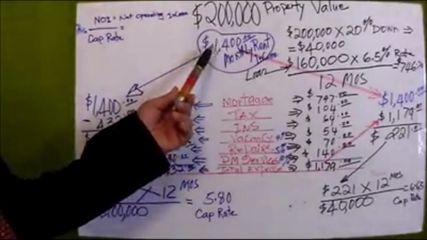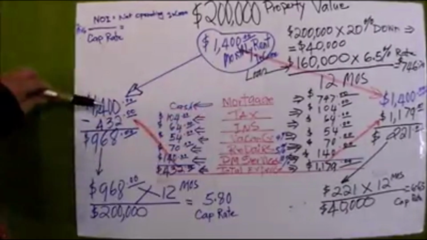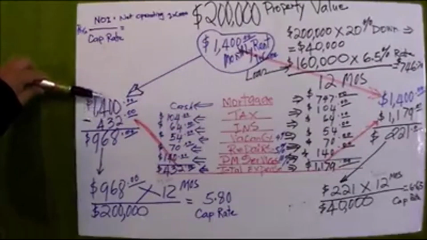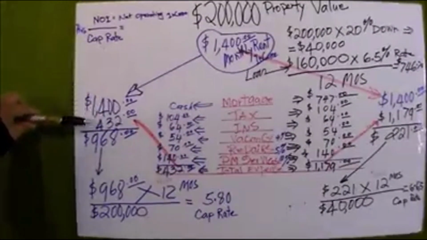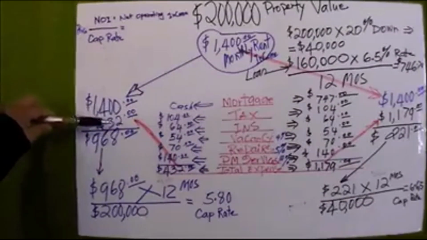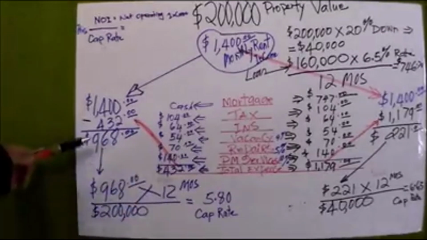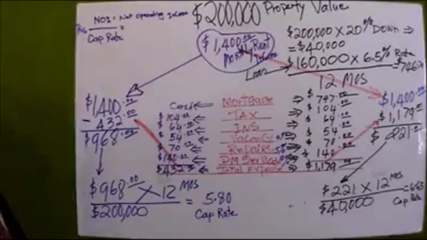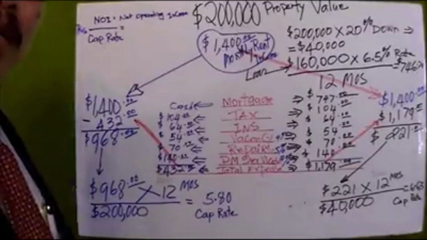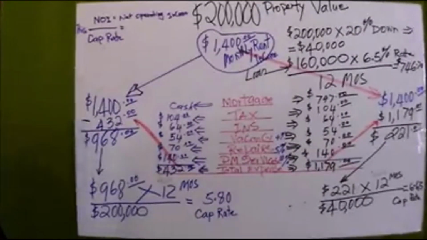So now you have 1,400 baht. So you have to subtract 432 total expense from the 1,400 baht gross income, and you have 968 baht a month.